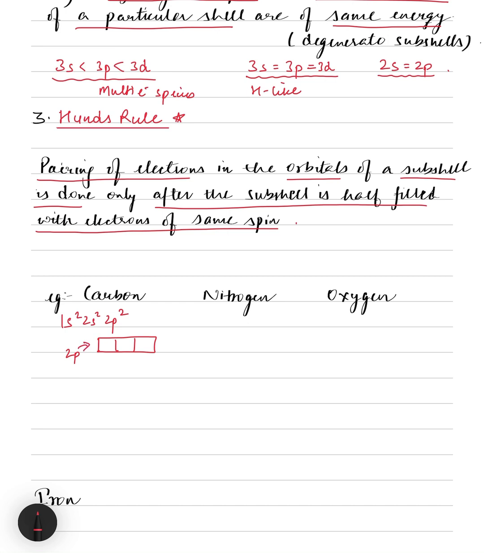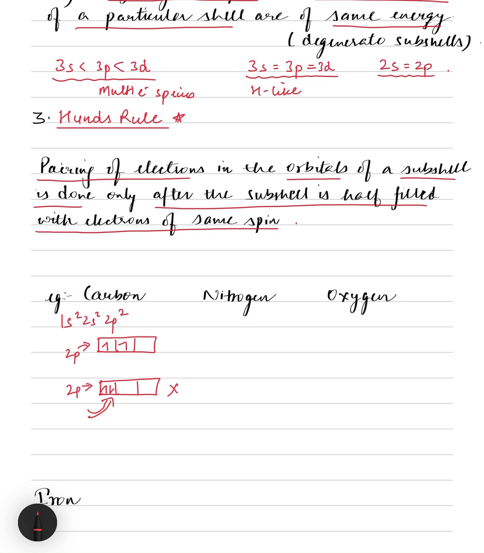Second, the 2p subshell has 2 electrons. Important thing is when you write the configuration of carbon here, both the electrons should be filled in different orbitals. Both the electrons should not be filled in the same orbital, right? Why? Because if you fill both electrons in the same orbital, it will be like this, and it is not the correct way because it violates Hund's rule. This is the pairing of electrons.